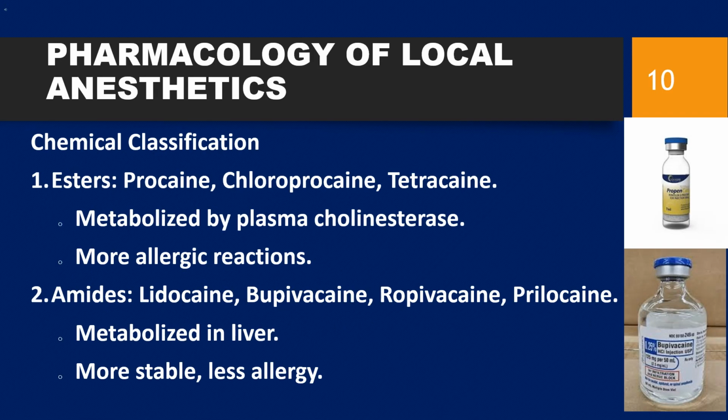Pharmacology of local anesthetics. Chemical classification. 1. Esters. Procaine, chloroprocaine, tetracaine, metabolized by plasma cholinesterase, leading to rapid breakdown. More allergic reactions due to para-aminobenzoic acid (PABA) metabolites. 2. Amides. Lidocaine, bupivacaine, ropivacaine, prilocaine, metabolized in the liver, resulting in slower breakdown and longer duration of action. More stable and less likely to cause allergic reactions.